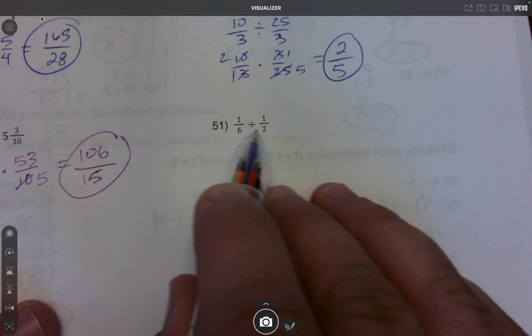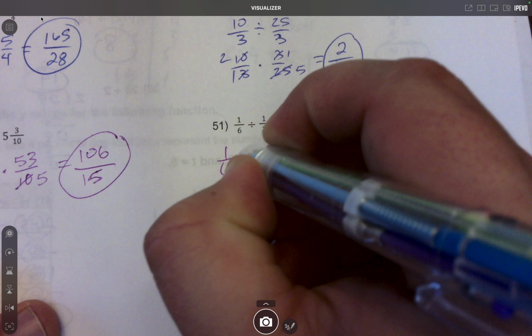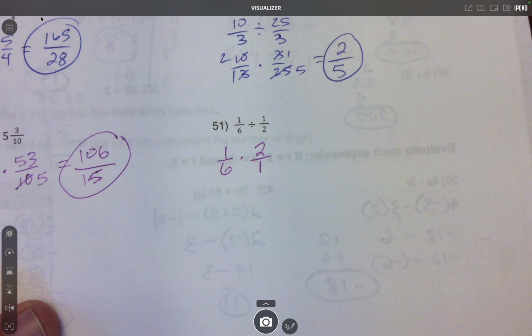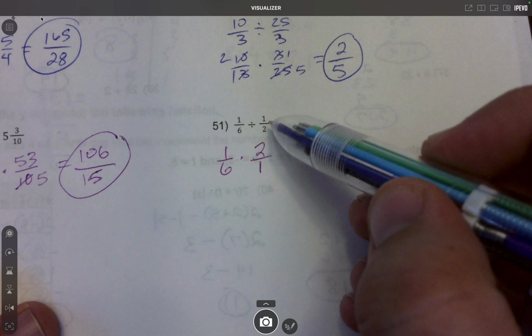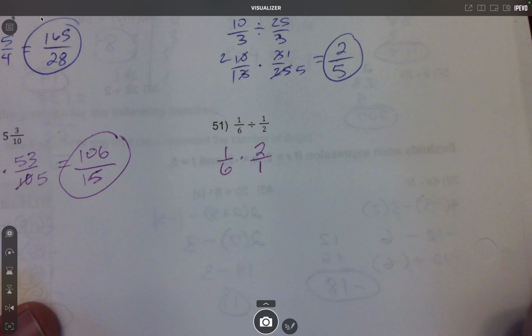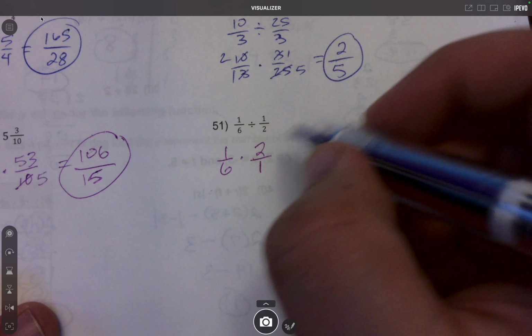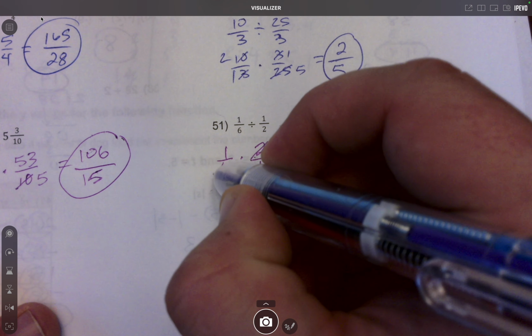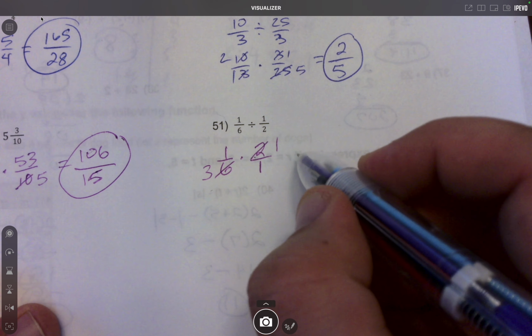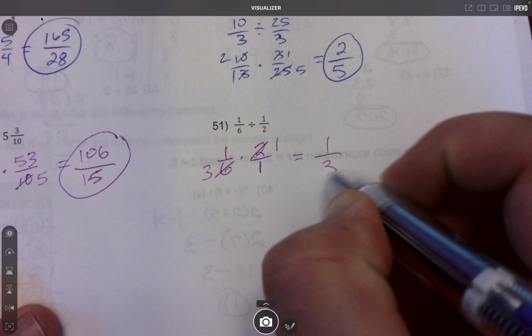51, we're dividing by a fraction. To divide by a fraction, you must multiply by its reciprocal. And please remember, you only flip the second fraction, not the first one. Okay, and 2 and 6 are both even, so we can divide them both by 2. So we get 1 times 1 on top, and 3 times 1 on the bottom.